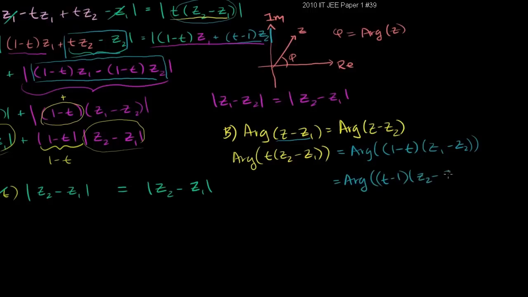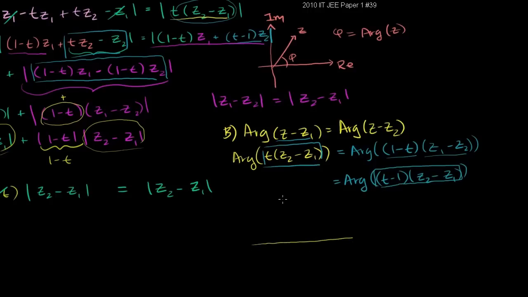times z2 minus z1. So let's think about this. And just remember, all I did here is I multiplied this by -1 and this by -1. If I multiply two things times -1, it's equivalent to multiplying by -1 twice, which is just multiplying it by 1. So I was able to swap both of these. So is this true? Is it true that the argument of t times z2 minus z1 is the same thing as the argument of t minus 1 times z2 minus z1? So let's just think about it a little bit. Let's draw an Argand diagram.